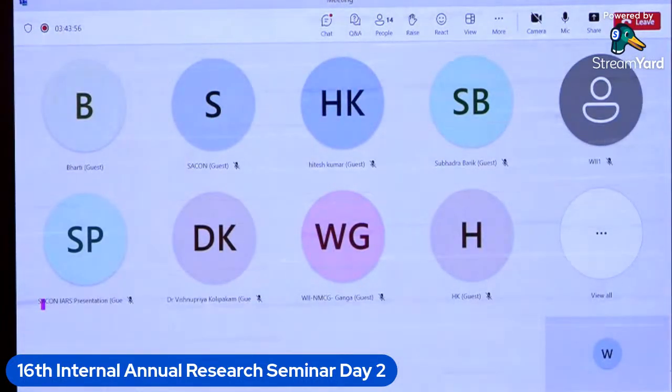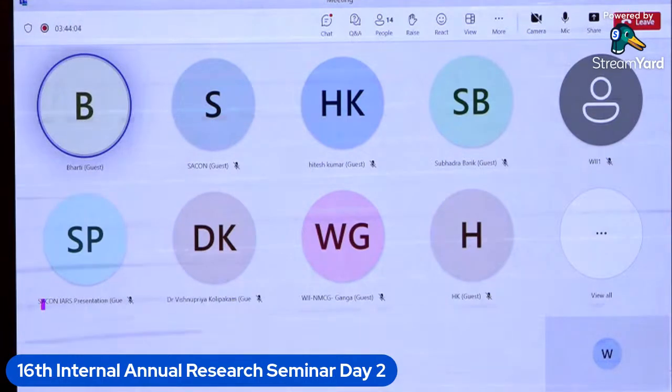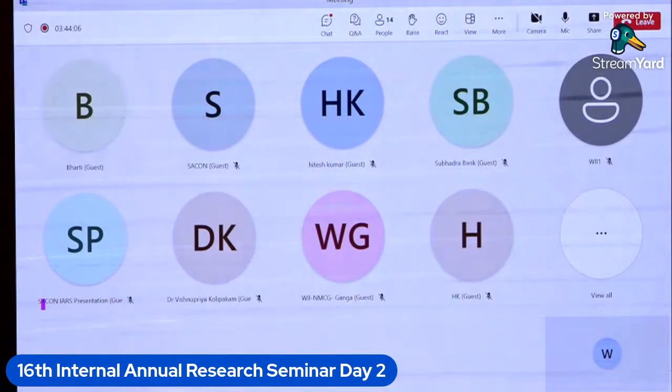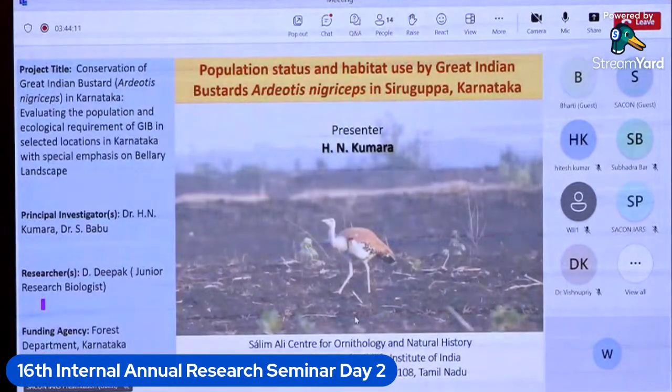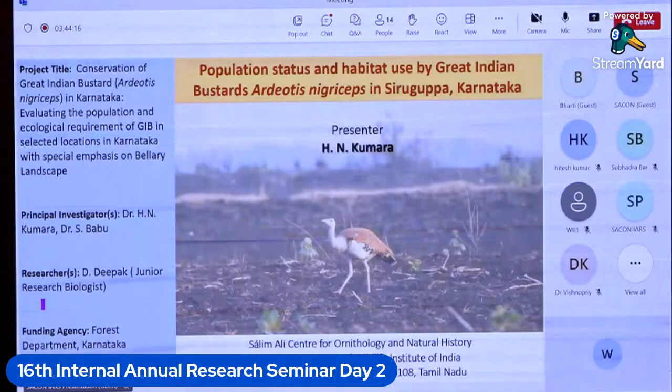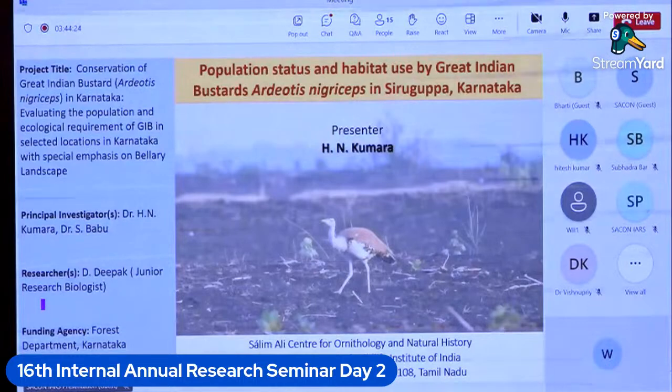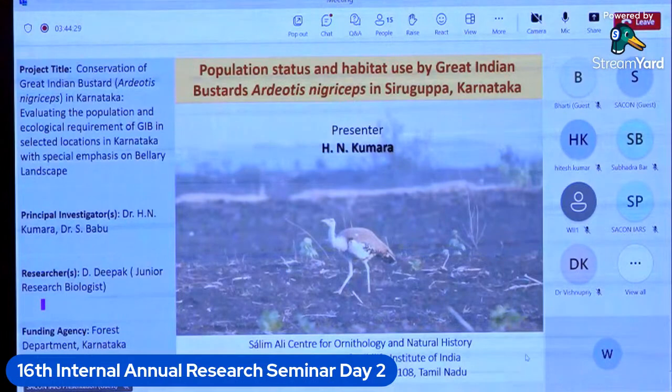Thank you, Bharti. Now the next presenter is Dr. Kumara. He is going to present on the population status and habitat use of bustards in Sirguppa, Karnataka. Dr. H.N. Kumara is a faculty at SACON. He is from Karnataka. He got his MSc and PhD from the University of Mysore and did postdoctoral study for some years. He joined SACON on 1st March 2010 as a scientist. Currently, he is a principal scientist in the Conservation Biology Division.